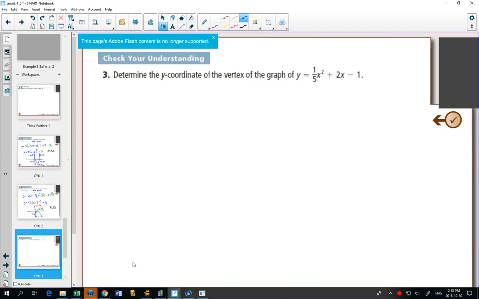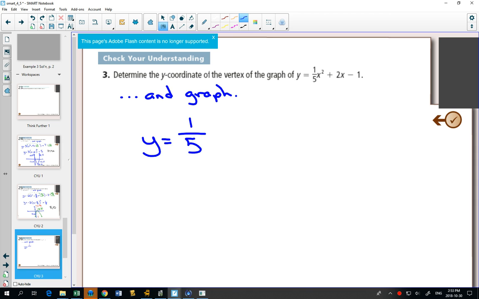Determine the y-coordinate of the vertex. And of course, just to practice, we're going to graph again. This time, this one has a fraction for the a value. So we start with completing the square.